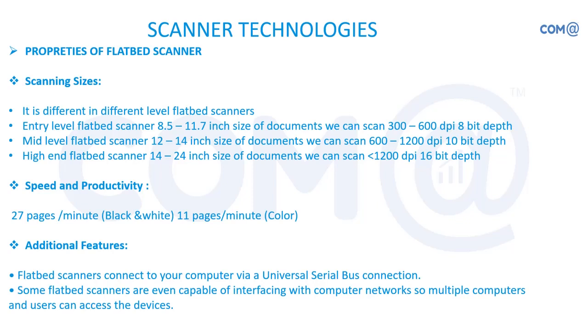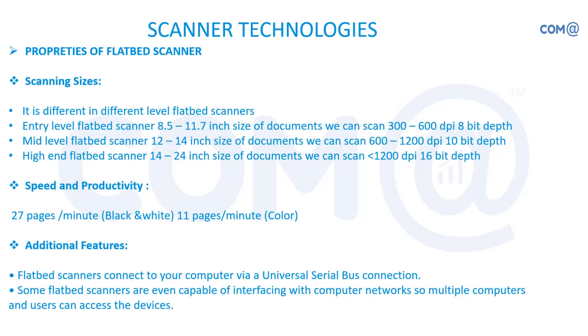Properties of flatbed scanner: scanning size. An entry level flatbed can scan 8.5 to 11.7 inches, mid level 12 to 14, and high end 14 to 24 inches of documents with the higher resolution. Speed: 27 pages per minute. If we keep A4 papers open, close and all, we can take a maximum of 27 pages. Color means 11 pages, because color takes more time. We have to scan all the image as it is, right?